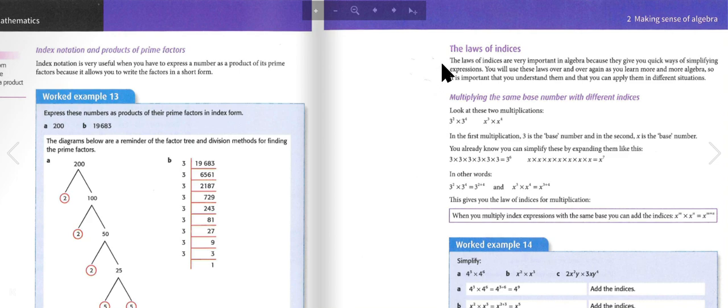The laws of indices. The laws of indices are very important in algebra because they give you quick ways of simplifying expressions. You will use these laws over and over again as you learn more and more algebra. So it is important that you understand them and that you can apply them in different situations.